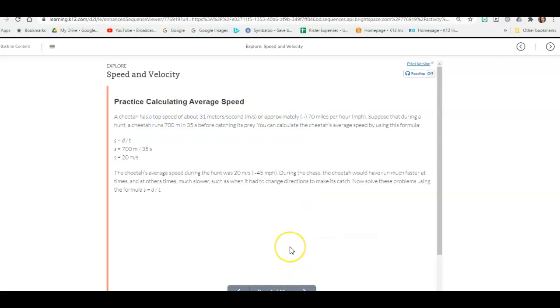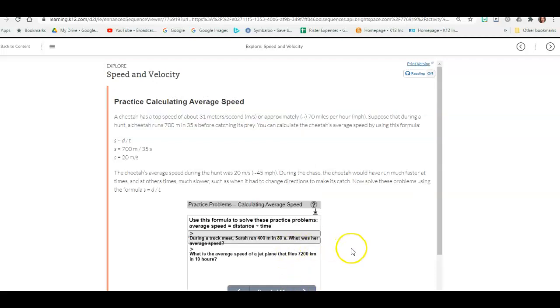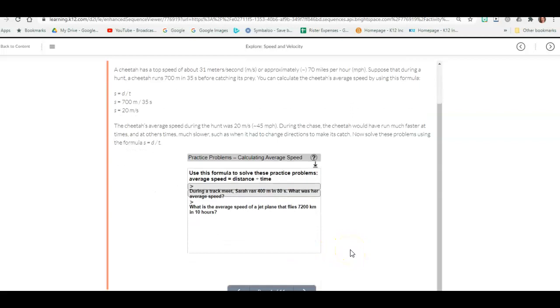So here's some practice problems for you. Again, I always encourage you to put these in your notes. You will see them on quizzes and tests, so looking back, knowing how to work them is important.